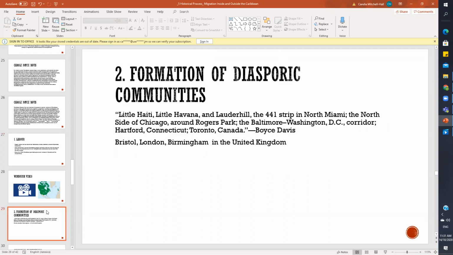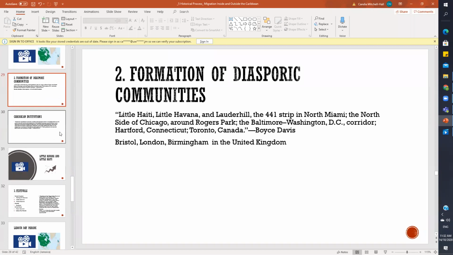Another effect that we have on those societies is that we form communities. Anywhere we go, we form communities. So for example, there's a place in Florida that is called Little Haiti. You have Little Havana, Little Kingston. Everywhere you go in Toronto, you have Jamaican communities. In the UK, you have Birmingham, London, Bristol, all of these different places, right? So we have formed very strong communities in the countries that we would have gone to. There are entire blocks of area where only Caribbean people live.